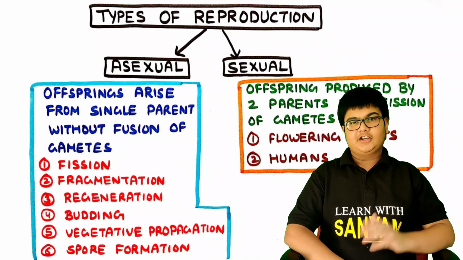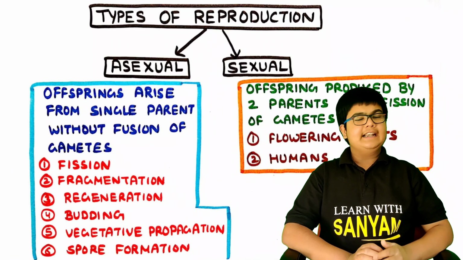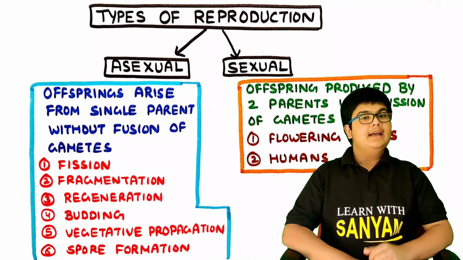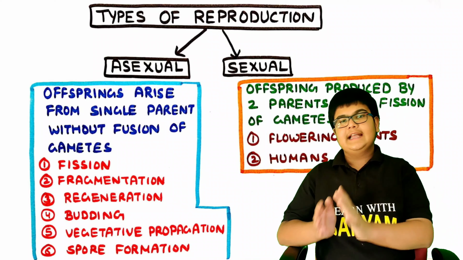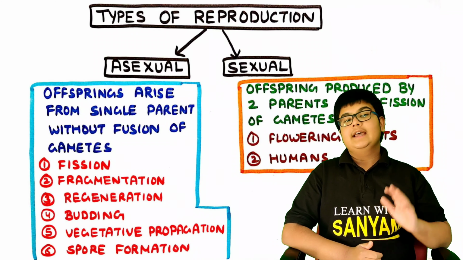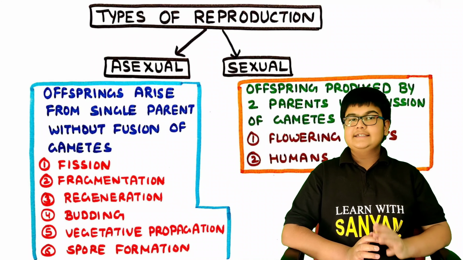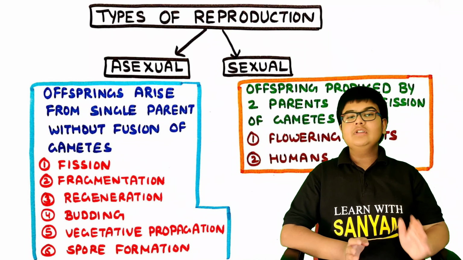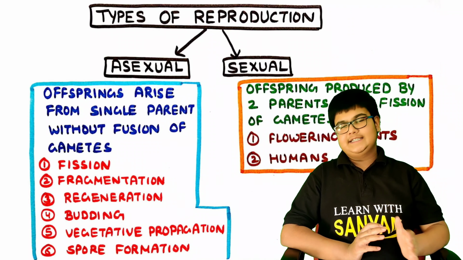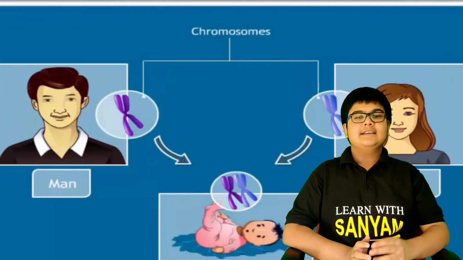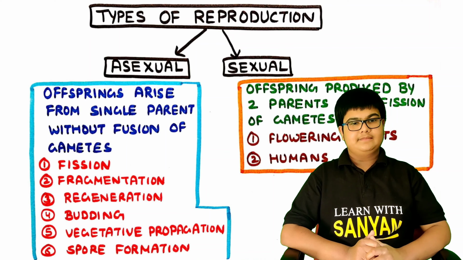Types of reproduction. As we have studied in the previous classes, reproduction is of two types: the asexual mode of reproduction and sexual mode of reproduction. In the asexual mode of reproduction, the offsprings arise from a single parent without the fusion of gametes, while in sexual reproduction, the offspring is produced by two parents with the fusion of gametes.